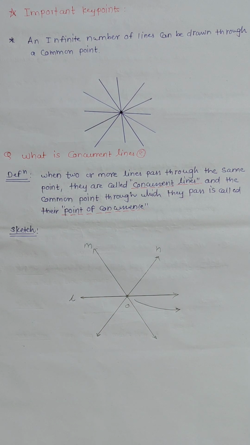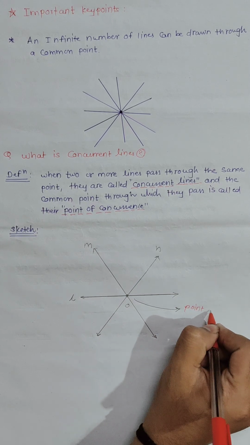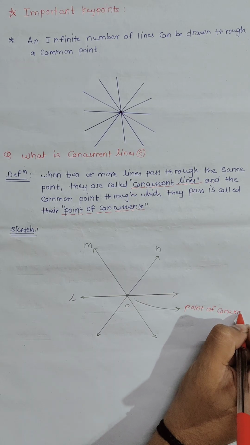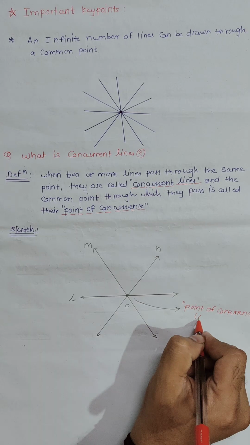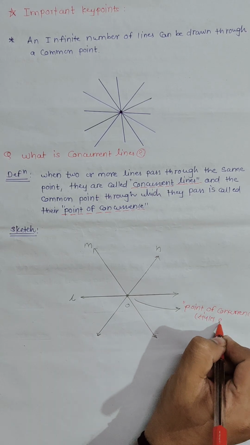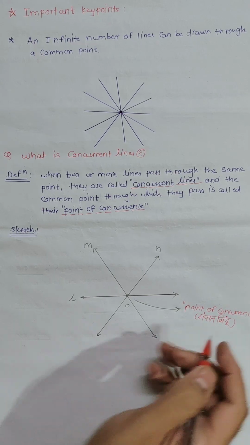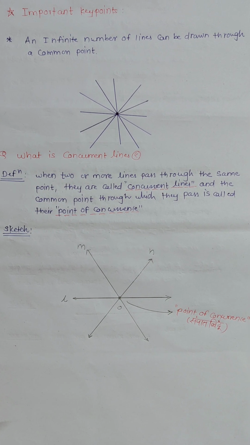This point is called the point of concurrence. Clear? In Marathi it is called Sampat Bindu. In English we call it point of concurrence. Clear?